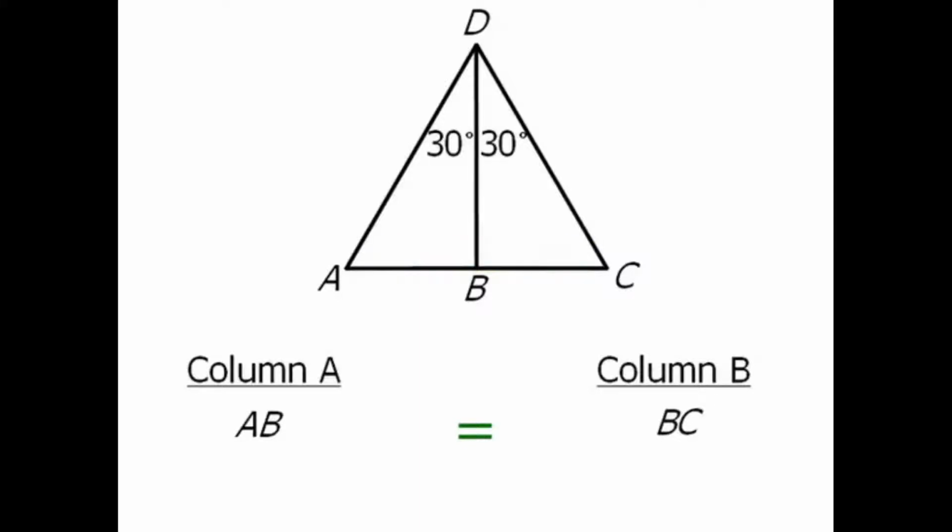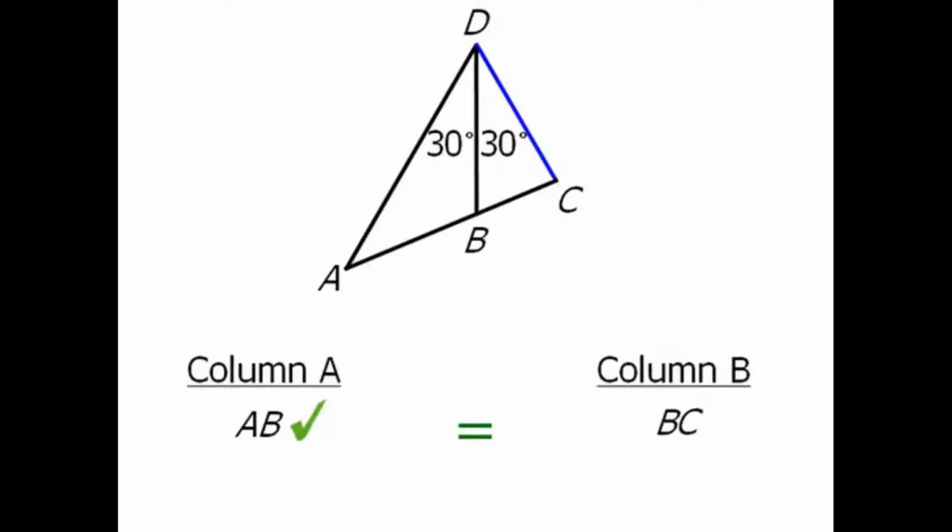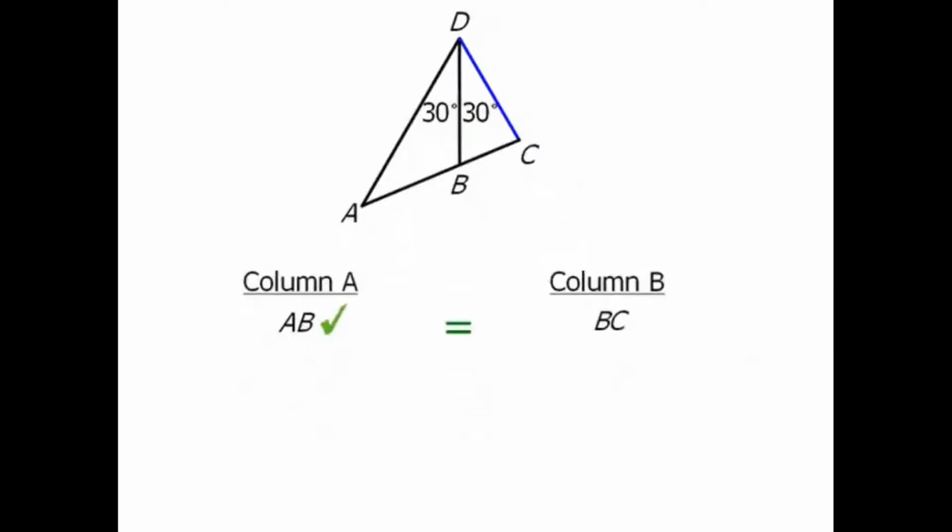Now consider side DC here. We could make this side shorter without affecting the 30-degree angle there. As such, we would create a new triangle where side AB is longer than side BC. So since we cannot definitively determine which column is greatest, our answer here must be D.